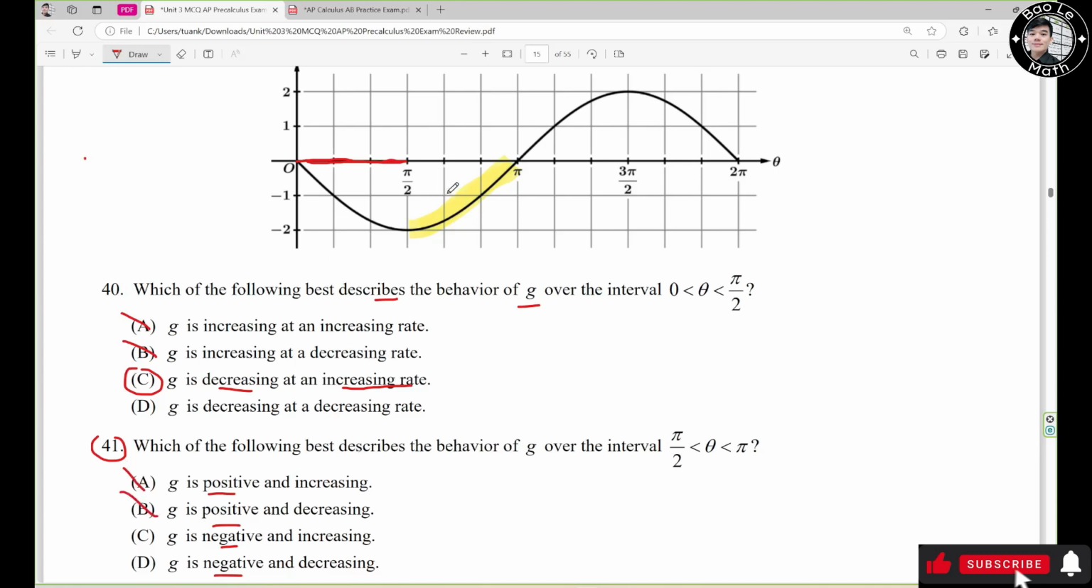Now, to know if the function is increasing or decreasing, you need to draw the tangent line. The tangent line is going up this way. The rate of change is positive. If the rate of change is positive, the function is increasing. So the answer must be C.